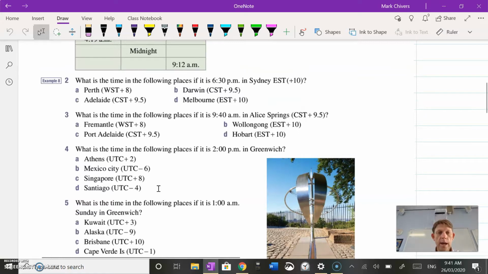Make sure you're careful with your AMs and your PMs, and make sure you're careful with what day of the week it is. If you travel at certain times, you might find that the day changes. And that's really all there is to do with that one.